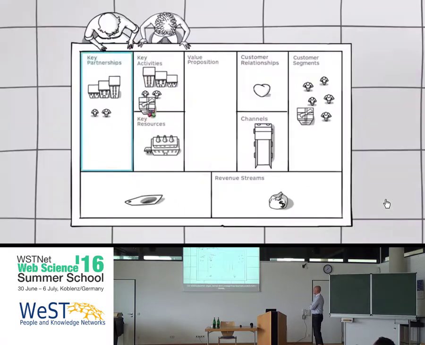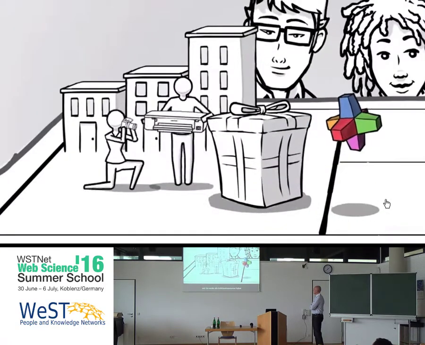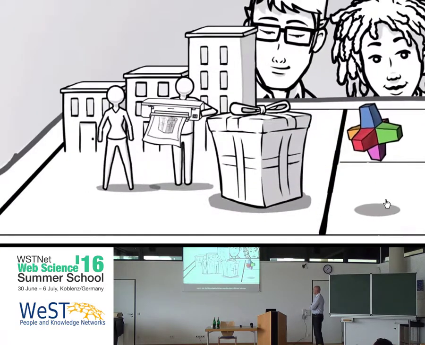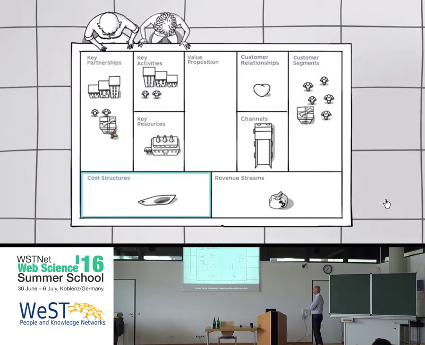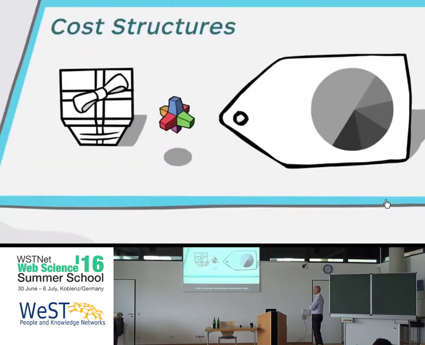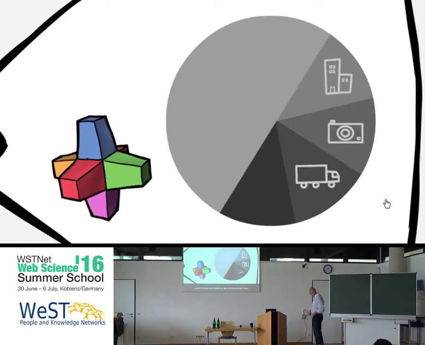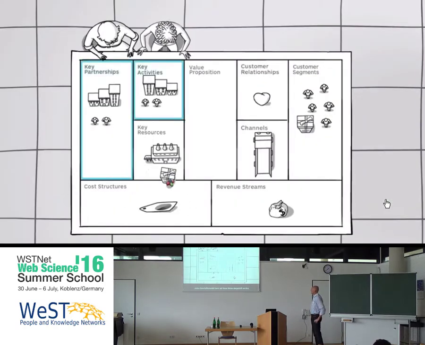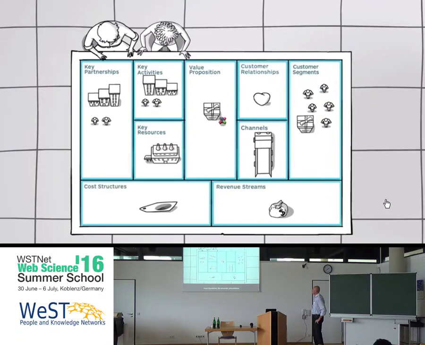The key partners show who can help you leverage your business model, since you won't own all key resources yourself, nor will you perform all key activities. And once you understand your business model's infrastructure, you'll also have an idea of its cost structure. Any business model can be mapped this way, 9 building blocks working to reinforce and strengthen each other.